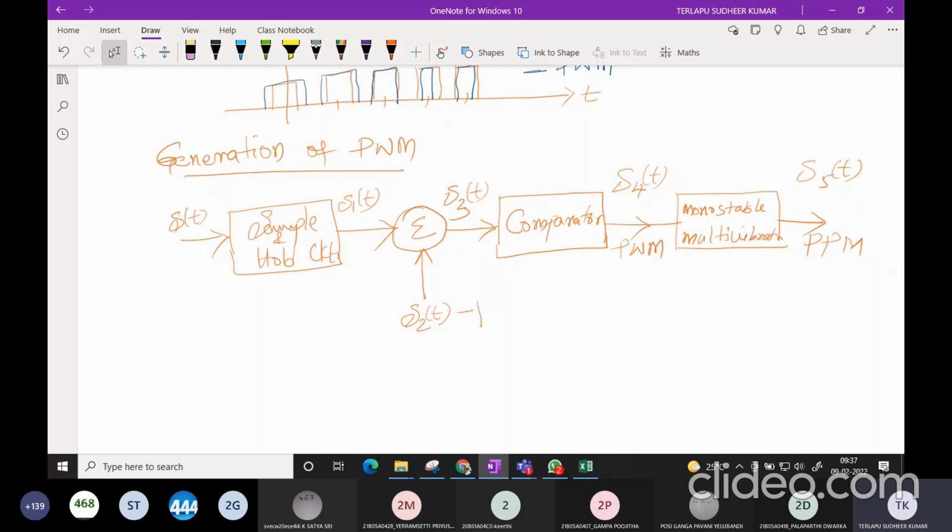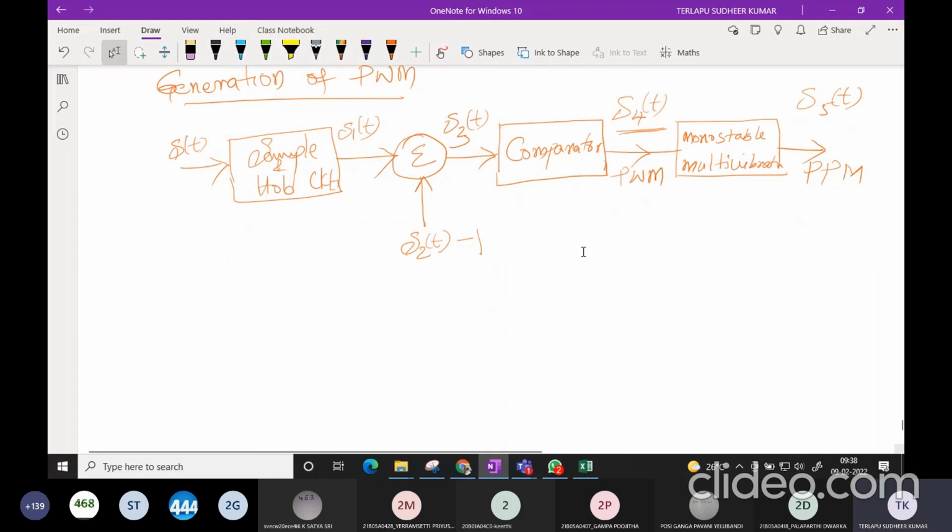So is this block diagram clear? Yes, sir. The same block diagram with little extension, addition of another block, what we call a monostable multivibrator. The output of the monostable multi produces pulse position modulated signal. So now let us try to prove whether S4 of t is really generating pulse width modulated signal or not.